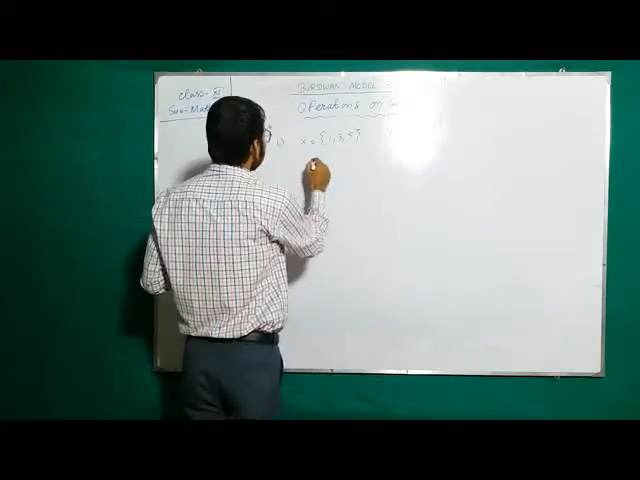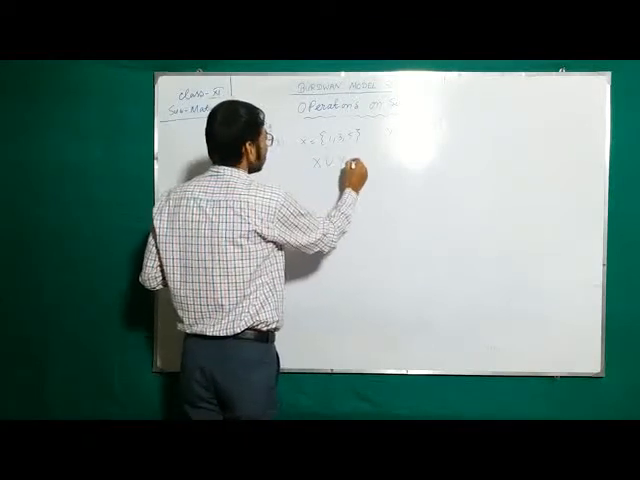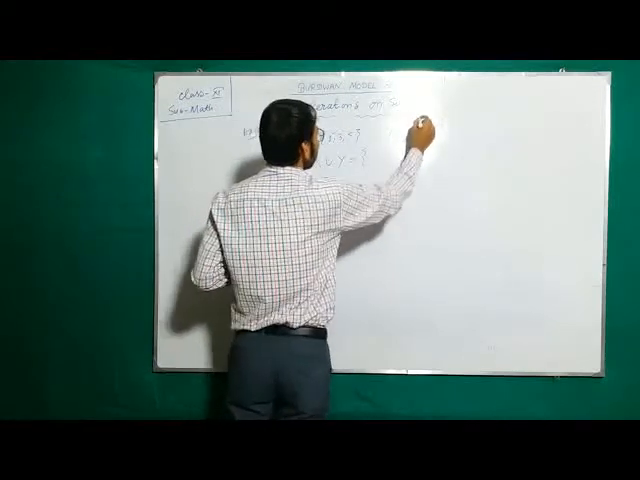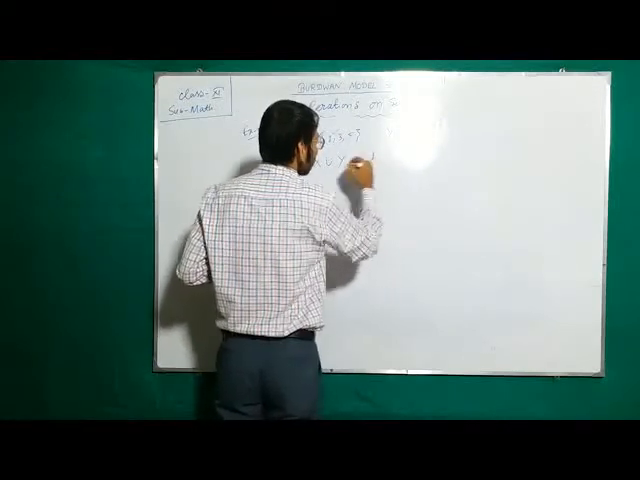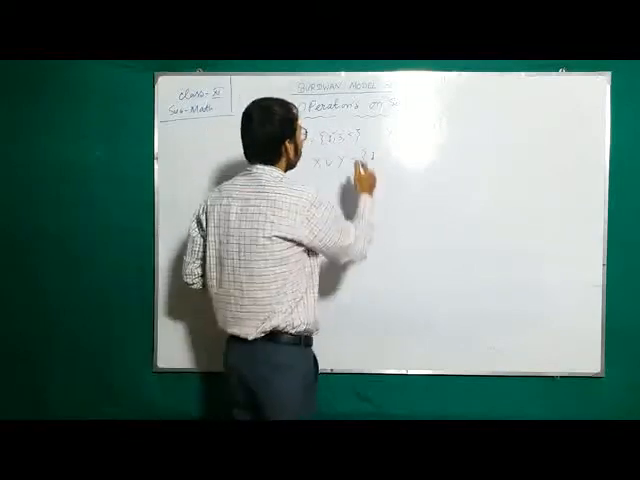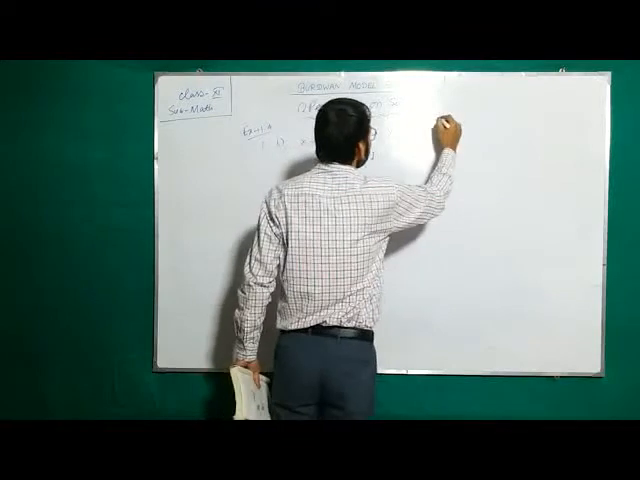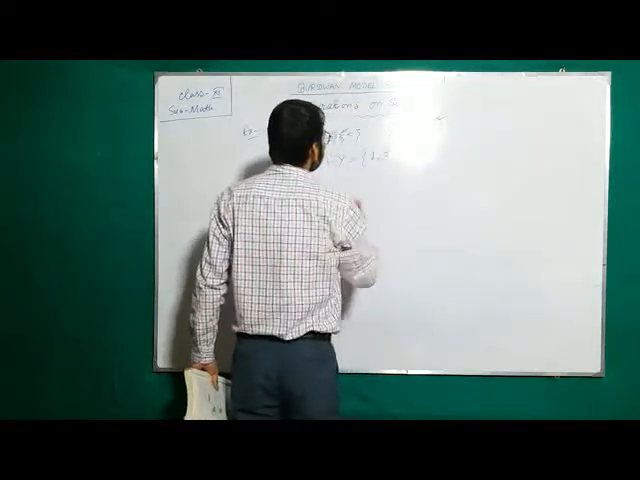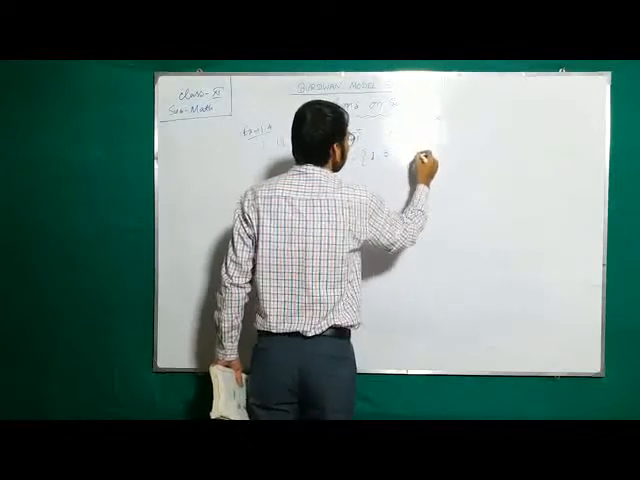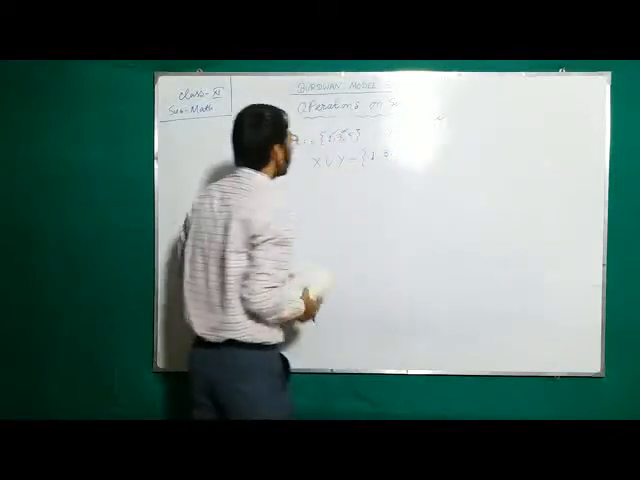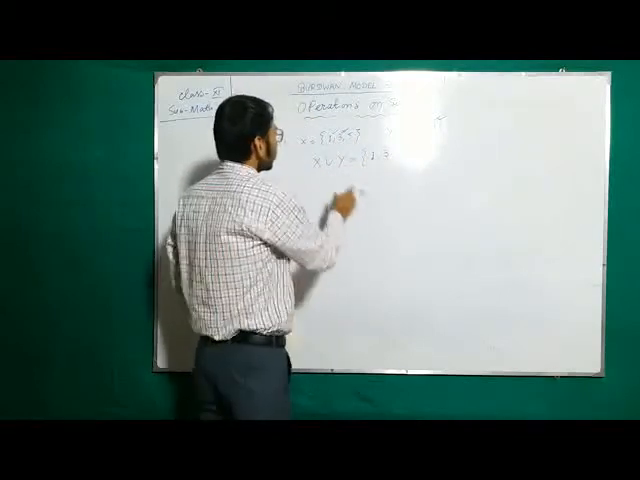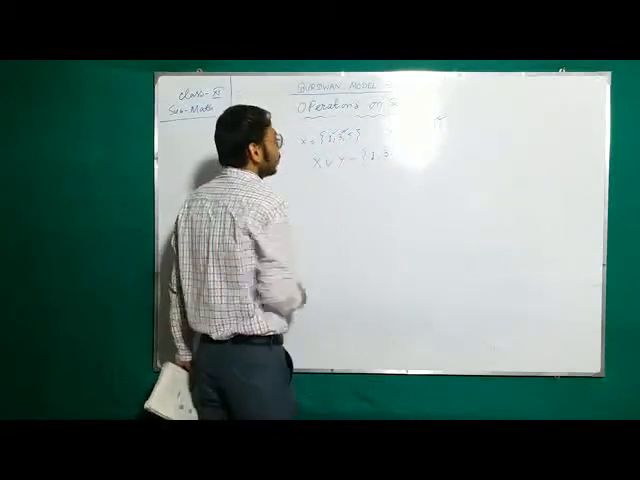So x union y. Now we can see that the common element is 1, so 1 will be written once here. Then the common element is 3, so it is written once here. 5 is left here, so I have written 5 here, also 2 here. So the common portion will be written once and the rest of them I have written here. So this is actually x union y.